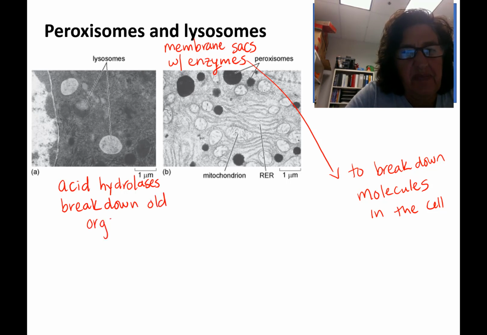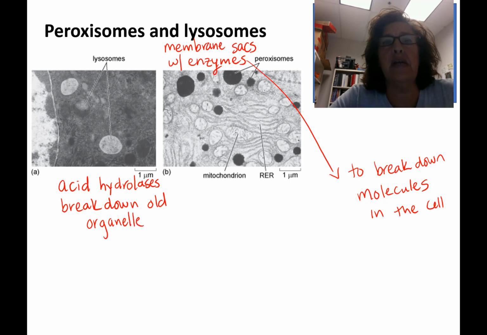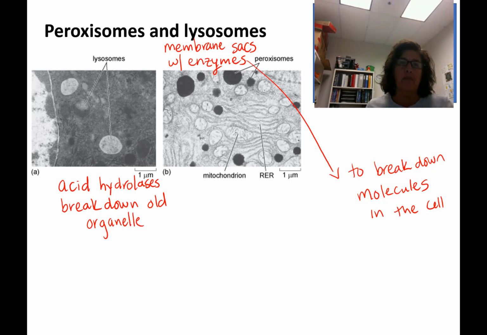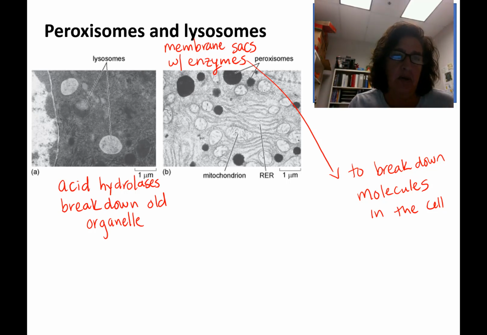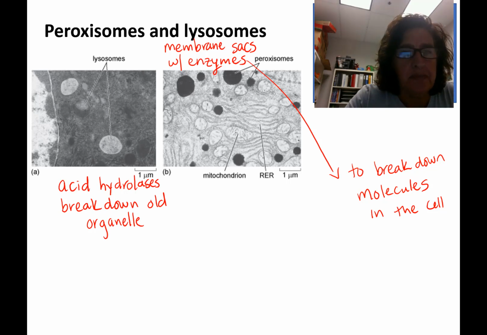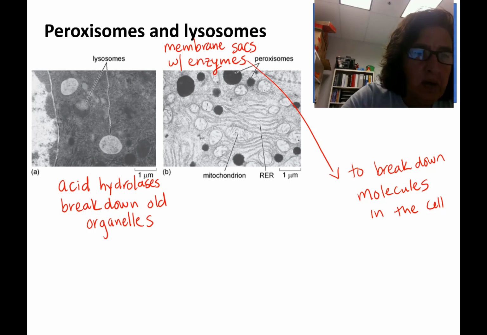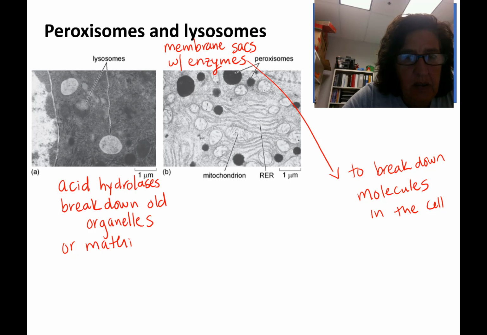We haven't talked about mitochondria yet, but you probably heard that term. If you have an old mitochondria that's not working well, a lysosome will surround it and then break down that old mitochondria, and we can reuse the parts. So it can break down old organelles or material from outside the cell.